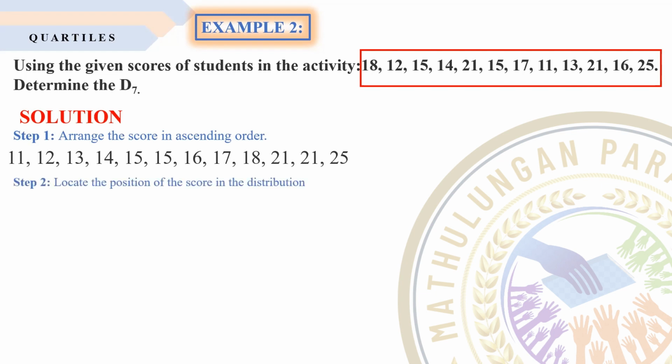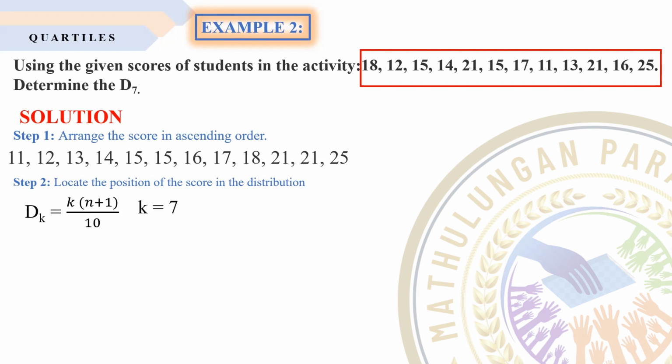Now, let us proceed to the second step, which is we have to locate the position of the score in the distribution. So remember, decile tayo ngayon, kaya ang gagamitin nating formula ay D sub k is equal to k times the quantity of n plus 1, all over 10. So huwag tayong malilito sa formula na gagamitin natin. We have to consider and look carefully at our given problem kung ang hinahanap ba natin ay quartiles, deciles, or percentile. Kasi doon na applicable at doon tayo magbe-base ng gagamitin nating formula sa step 2.